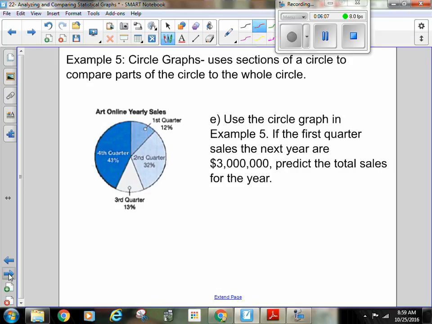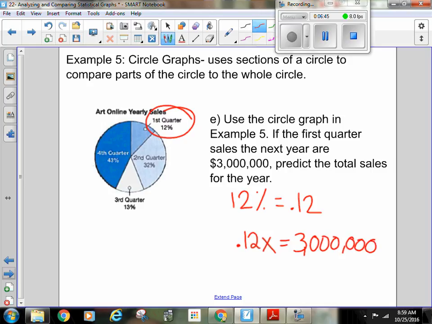Example 5, circle graphs. These are used to show sections of a circle, comparing parts to a whole. So the whole circle is 100%, and each section is representing a percentage of that. Use the circle graph in example 5. If the first quarter sales of next year are $3 million, predict the sales for the following year. So their first quarter sales were 12%. So 12%, we are going to change into a decimal, 0.12. So I'm going to say 0.12 of the sales for next year is equal to $3 million.